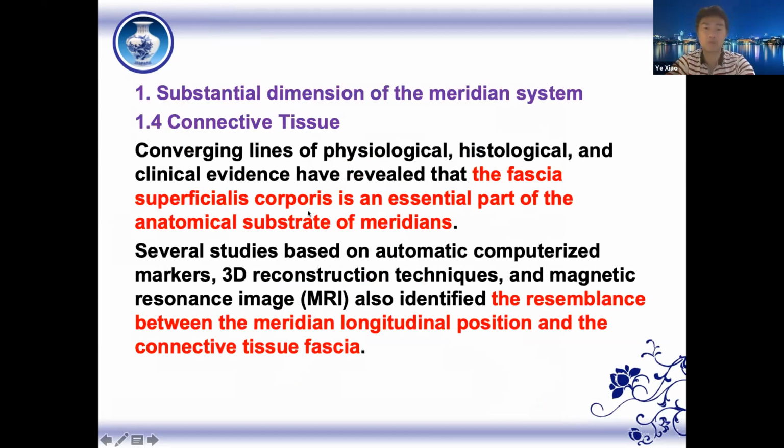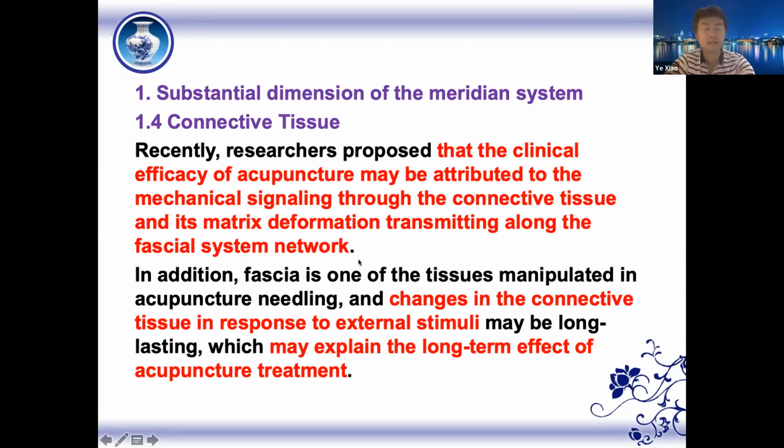fascia superficialis corporis is an essential part of the anatomical substrate of meridians. And other studies showed the resemblance between the meridian longitudinal position and the connective tissue fascia. Recently, researchers proposed that the clinical efficacy of acupuncture may be attributed to the mechanical signaling through the connective tissue and its matrix deformation transmitting along the fascial net system network.